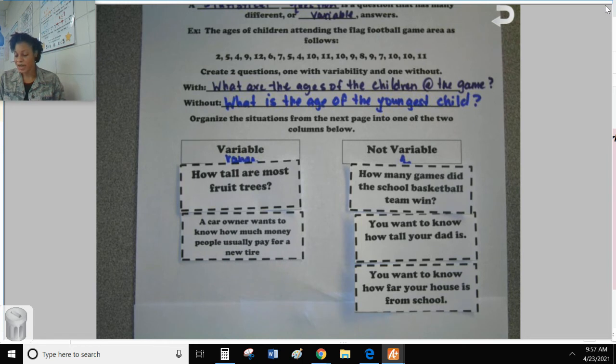How much trash does a household produce each week? Every house is different, right? So I can get a range of answers. I may get one bag. My neighbors might get 3 or 4 in a week.